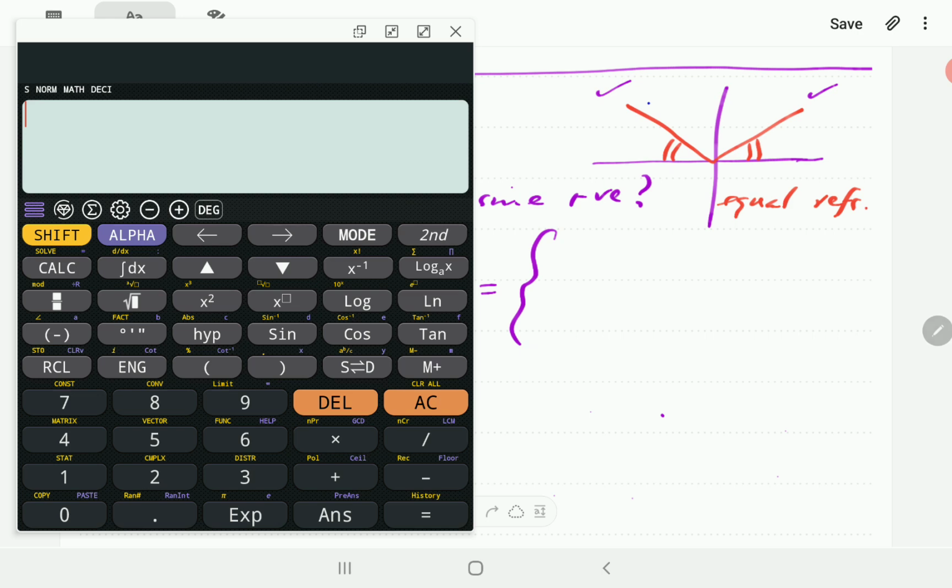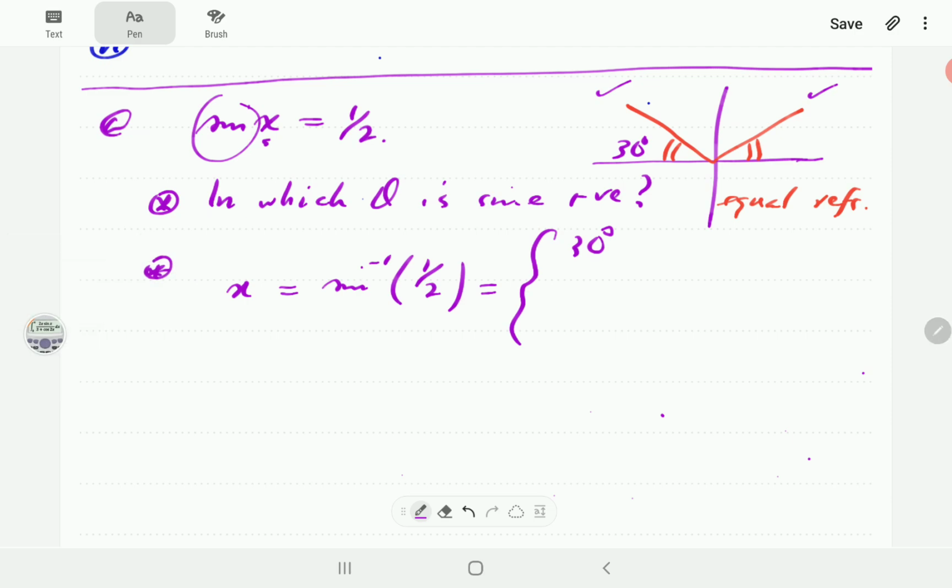Alright, so inverse sine 1/2 is 30 degrees, so clearly that is the one in the first quadrant. Okay, then it means this is also 30, and if that is 30, it means the one in the second quadrant is 150, being 180 take away 30. So those are our two angles that solve the equation sine x is 1/2.